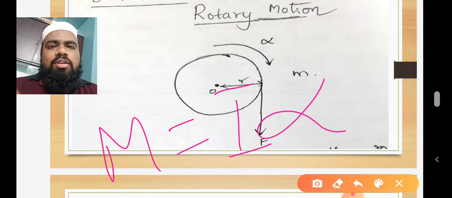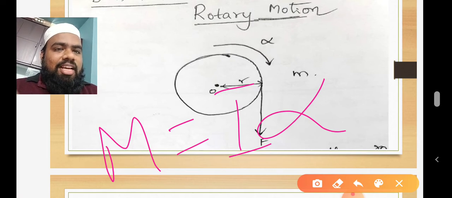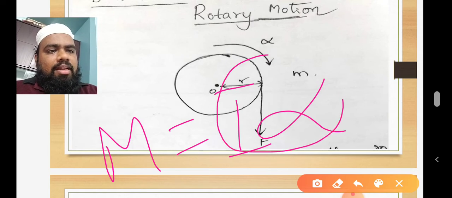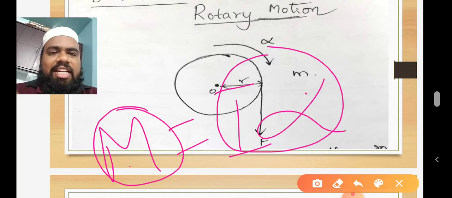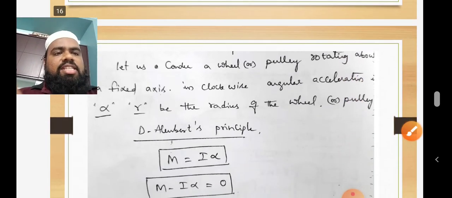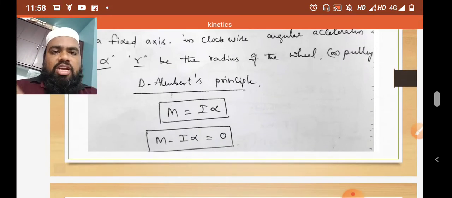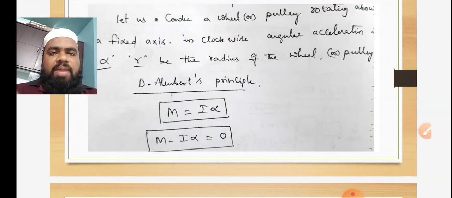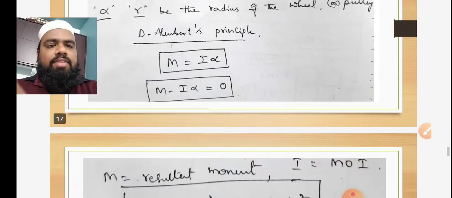And I is equal to moment of inertia, and alpha is nothing but angular acceleration. Now this will be the inertia and this will be the applied. When the applied is equal to the inertia, then it will be in equilibrium. That is the D'Alembert principle. So let us consider a wheel or pulley rotating about a fixed axis. M minus I alpha is equal to 0, where M is the applied moment to rotate and I alpha is the inertia by which the body is protecting itself from being rotated.